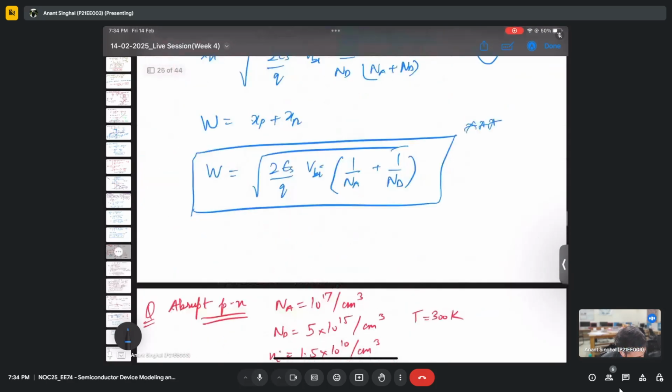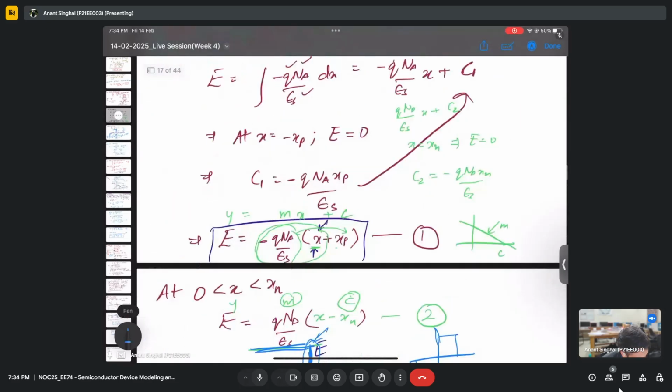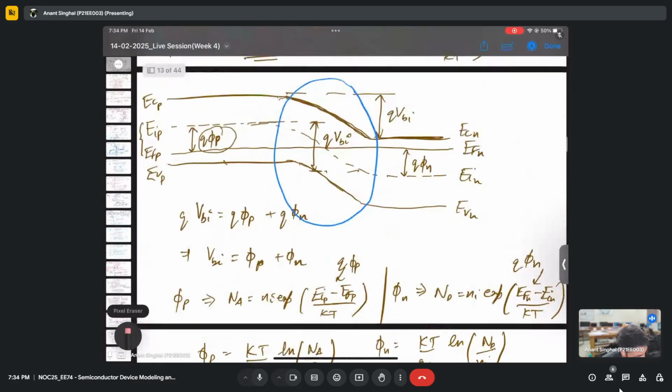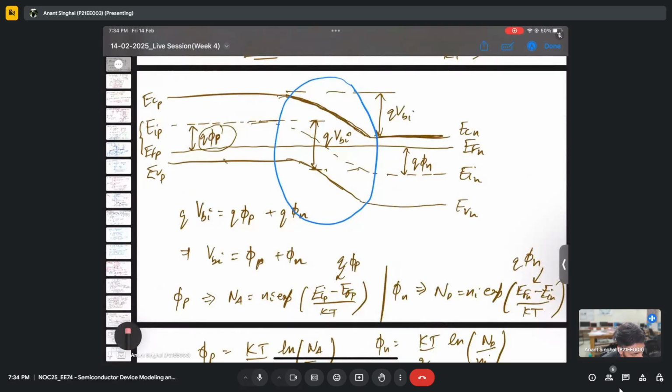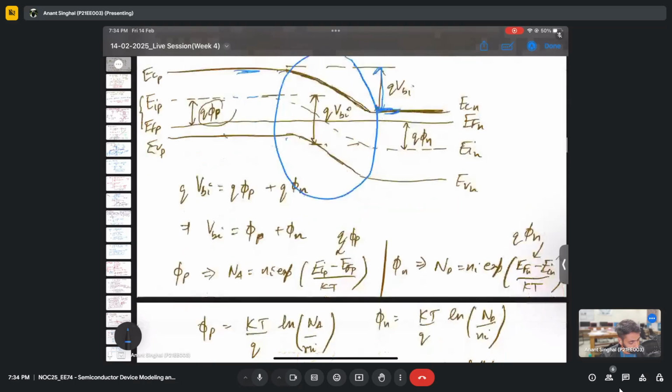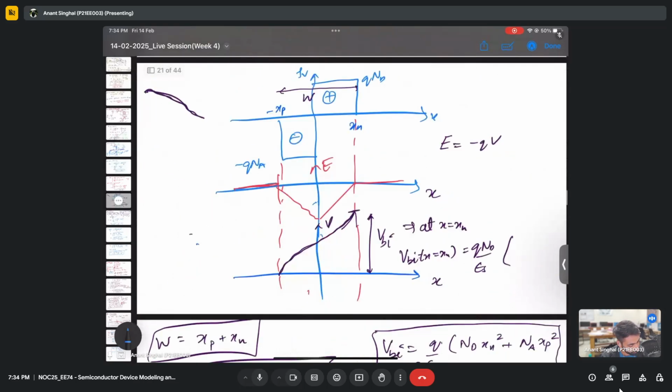This is what I did in the PN part also. The difference between EiP and EiN, I make the VBI only. That is the difference. So this barrier that shows at the conduction or the valence band is the built-in potential. Fine. So no problem.